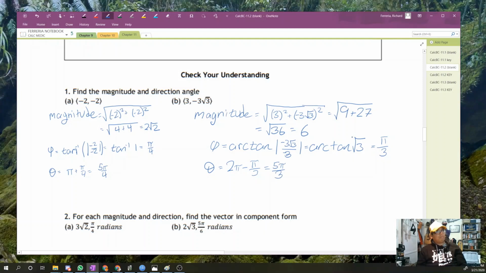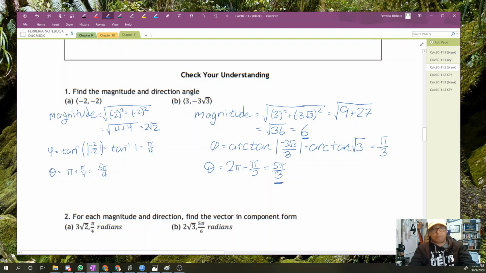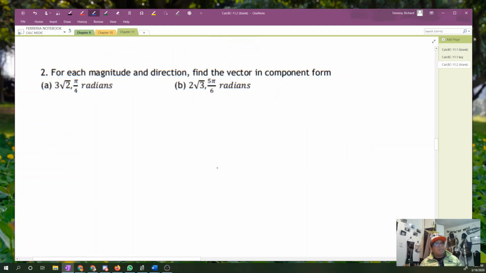So there's our magnitude, 6. There's our direction angle, 5 pi over 3. Oh, magnitude and direction. Find the vector in component form. Okay, so we didn't talk about this too much. I think I'm going to have to adjust up over at the box.